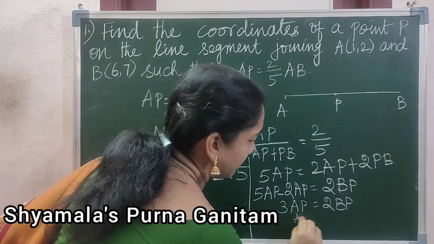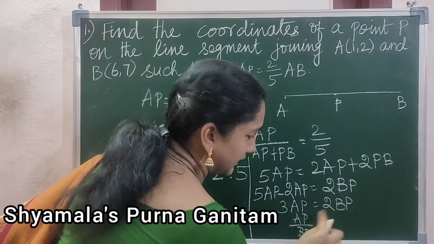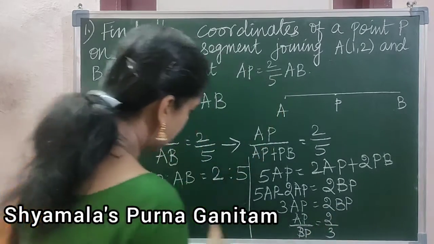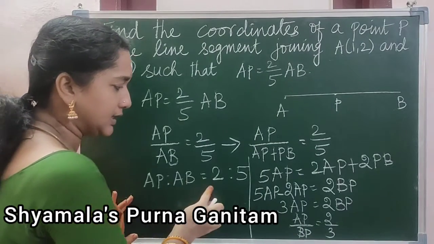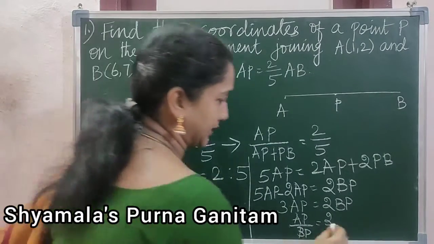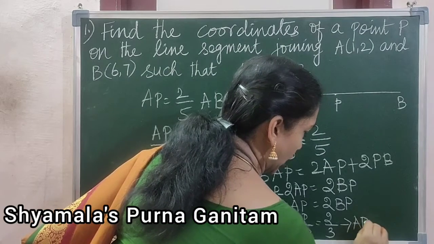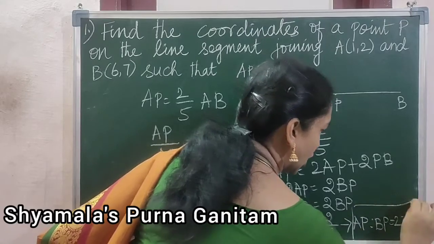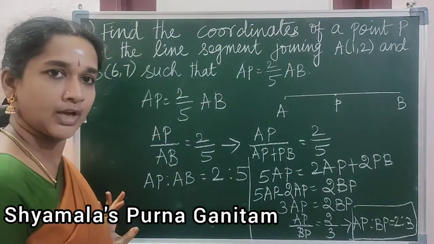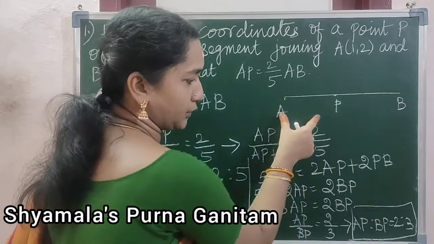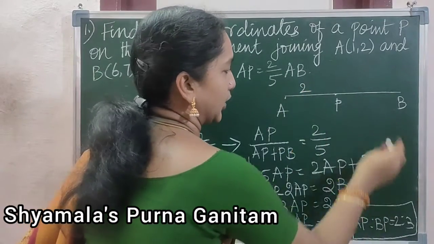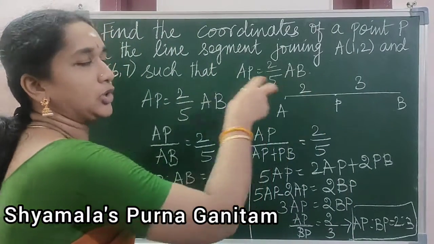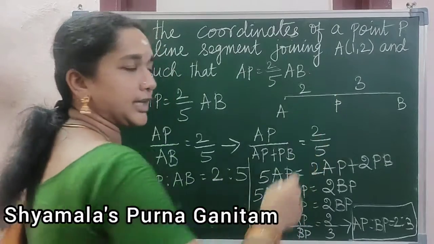So AP by BP, I am bringing this down. AP by BP is equal to 2 by 3. Here what I said, AP is to AB is equal to 2 is to 5, it is a ratio I said. So we got the ratio of AP is to BP is equal to 2 is to 3. So we got the ratio now. Understood? For AP it is 2 and for BP it is 3. With this we will be substituting in the section formula and finding the coordinates of P.